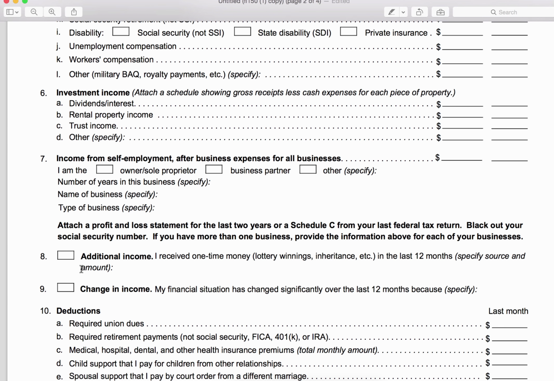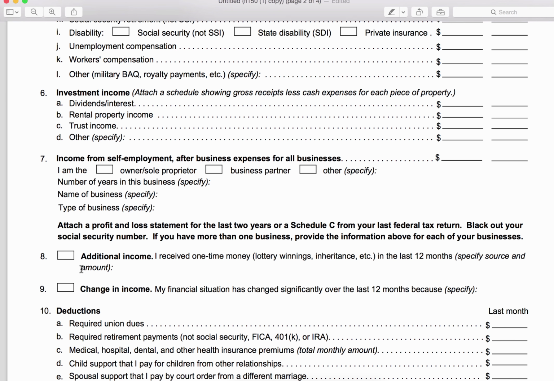Be sure to black out your Social Security number before attaching any documents. Item 8 is for one-time income like an inheritance or winning the lottery. Provide the amount of the income and where it came from.